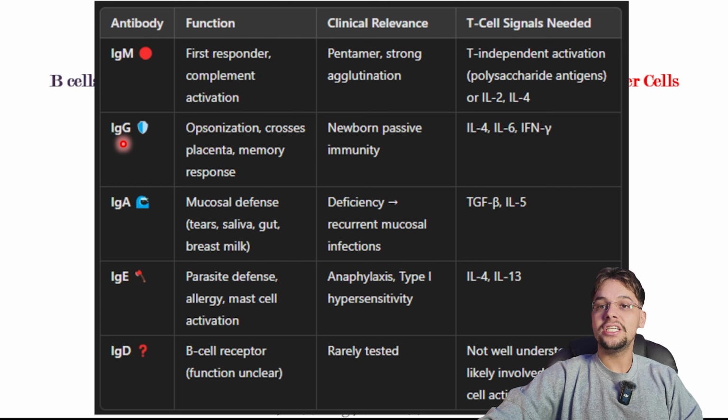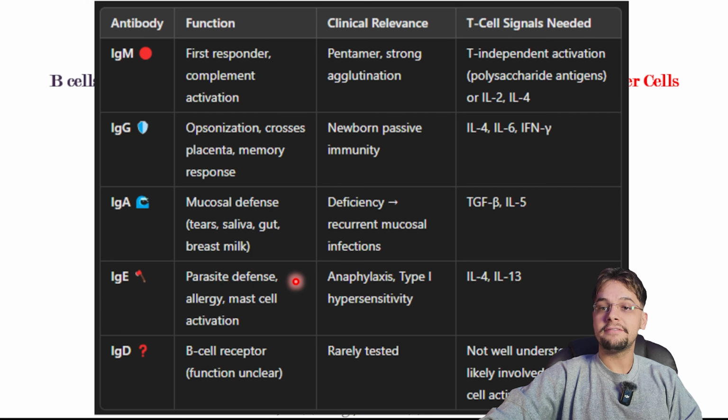The next is IgG, or the Ig gangster. Why? Because IgG can cross the placenta. Why does that matter? Because when a baby is born, they have passive immunity for 6 months due to the IgG passing from the mother into the baby. The T cell signals that are needed to activate IgG include IL-4, IL-6, and interferon gamma. The next antibody is IgA. This is your mucosal defense, like in your tears, saliva, gut, breast milk, etc. If there's a deficiency, there will be recurrent mucosal infections. The T cell signals they need are TGF-beta and IL-5.